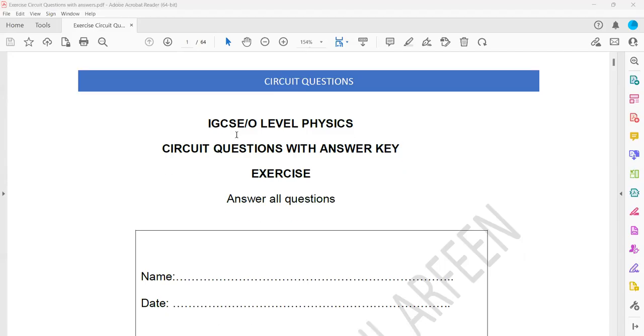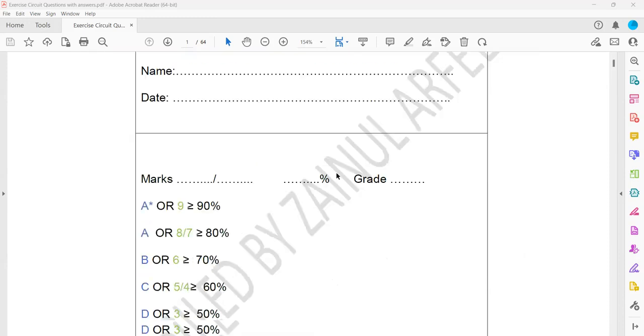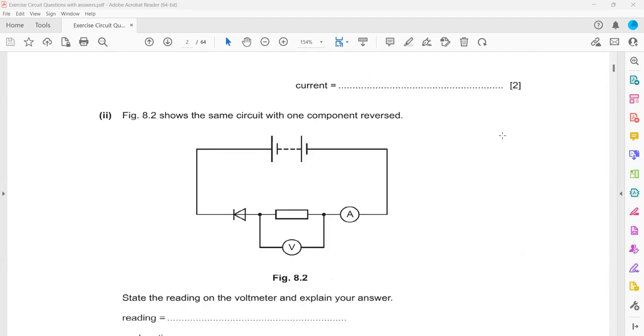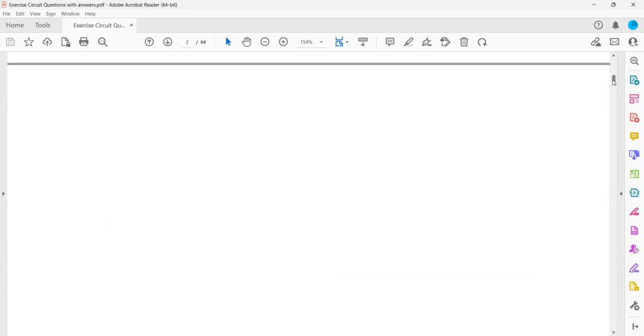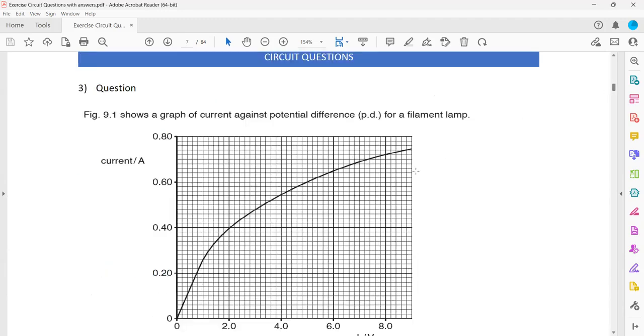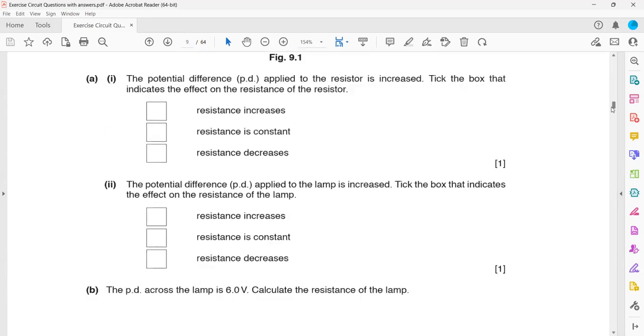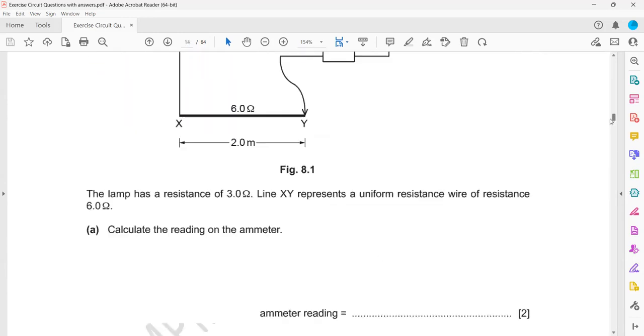So this is an exercise related to circuit questions, with an answer key. You will find the answer for each question at the end. We did the first 7 questions from this exercise, so I will start with question 8.